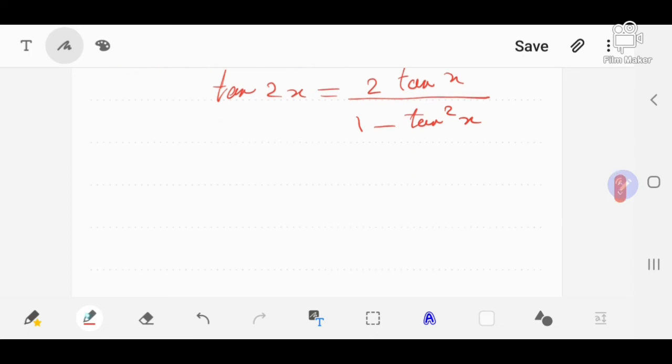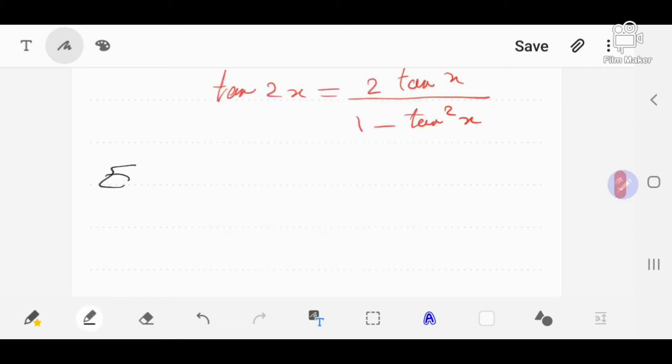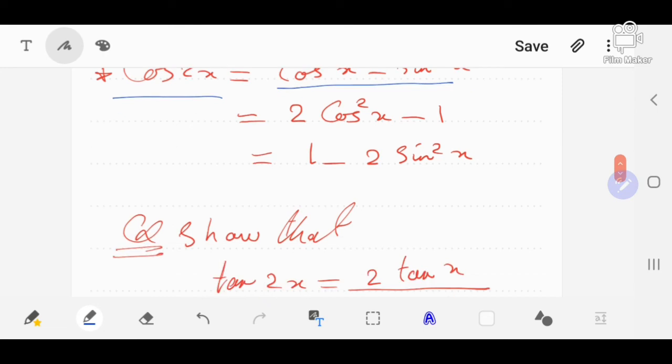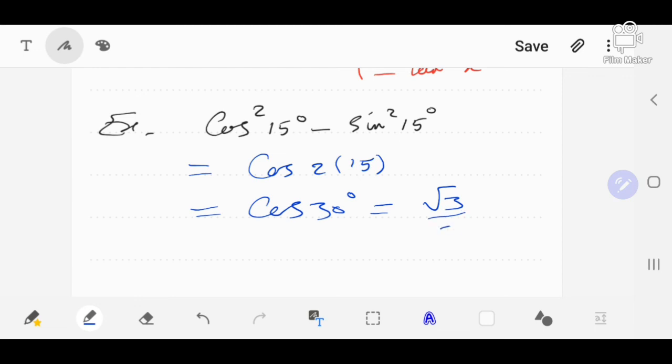Now, let's have an example on how I can use these identities. Let's say I'm asking you to evaluate or find the exact value of, for example, cosine squared 15 degrees minus sine squared 15 degrees. How would I find an exact value for this? From the formulas, cosine squared minus sine squared of the same angle is cosine double the angle. So this can be written as cosine 2 times 15. So I'm talking about cosine 30 degrees, which means immediately radical 3 over 2.